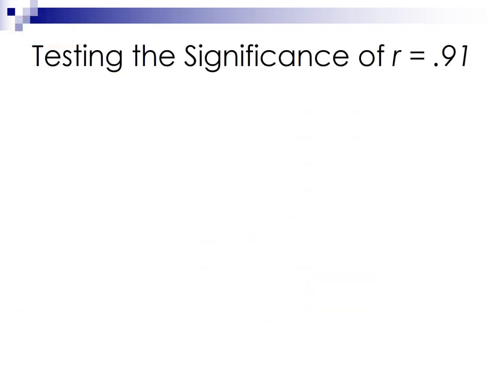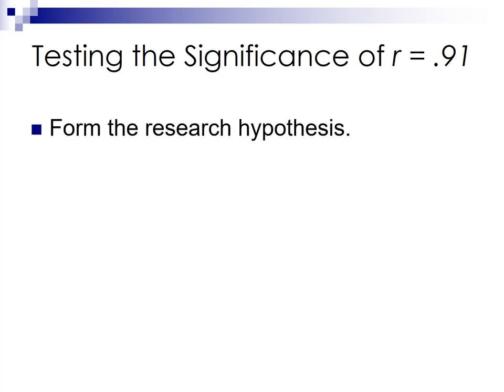When we run correlation coefficients, we always get a p-value, the significance level. So how do we test the significance of R of 0.91? Again, we follow our steps. First, we form the research hypothesis. The research hypothesis is that the population correlation does not equal zero. Then the null hypothesis is rho equals zero.